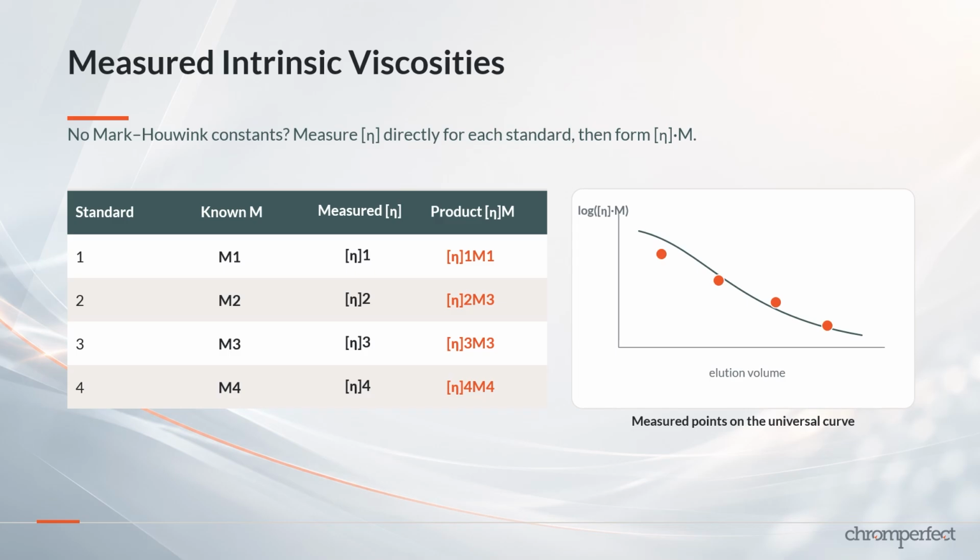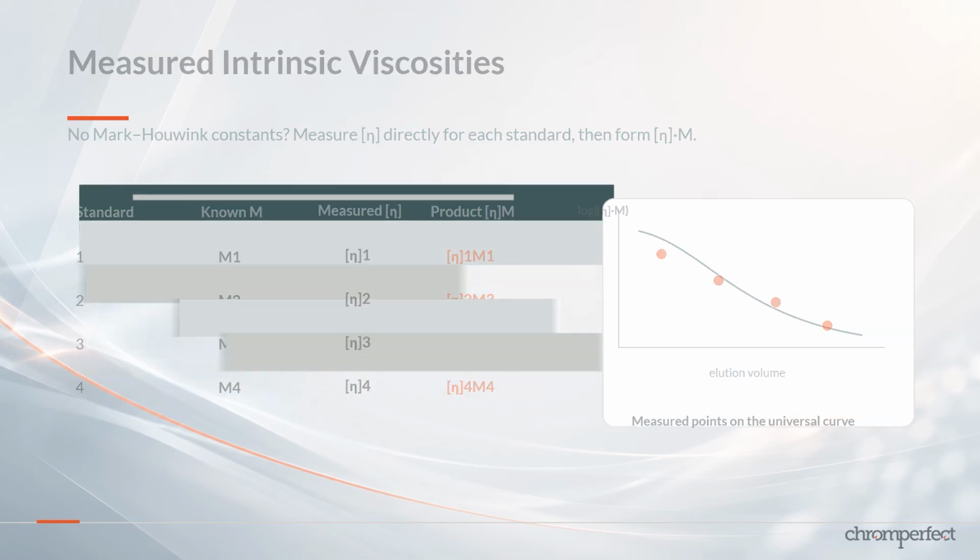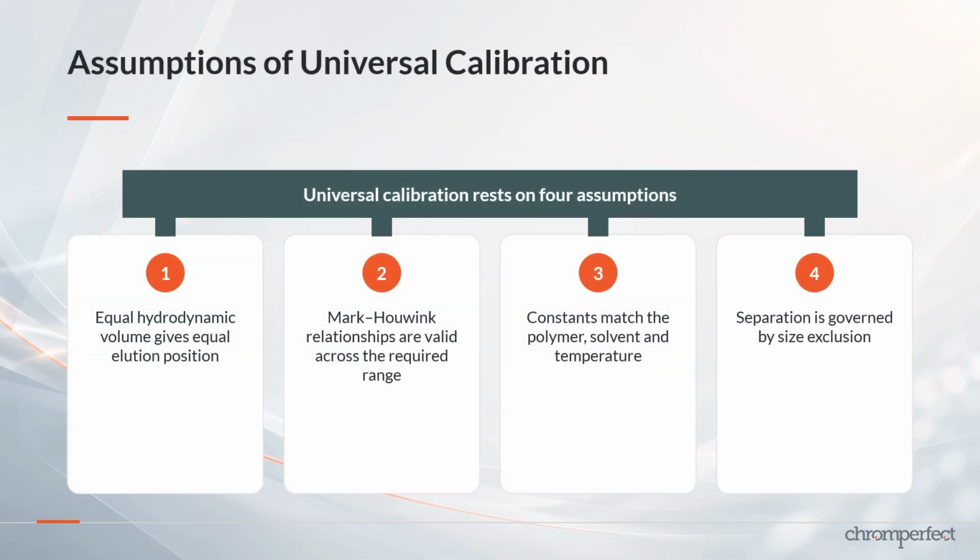When Houwink constants are not available for the standard polymer, intrinsic viscosities can instead be measured directly for the narrow standards. Each standard's known molecular weight is multiplied by its measured intrinsic viscosity to obtain the hydrodynamic volume calibration value. Houwink constants for the sample polymer are still required if the final result is to be expressed as sample molecular weight. Universal calibration is powerful, but it depends upon the validity of its assumptions.